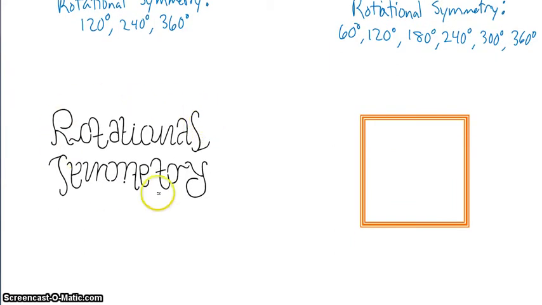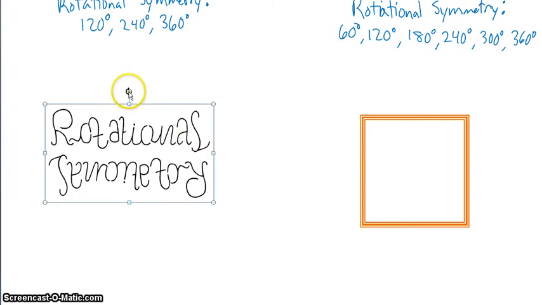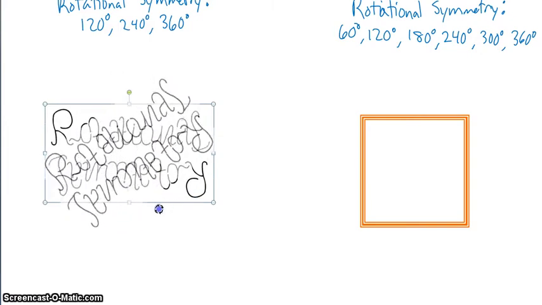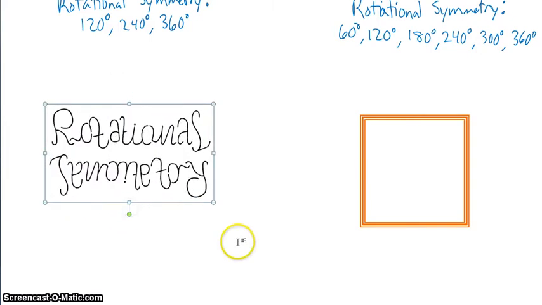This example down here is one of my favorites. If you look, it says rotational symmetry. And if you take rotational symmetry and you rotate rotational symmetry, it lines back up with itself and says rotational symmetry.